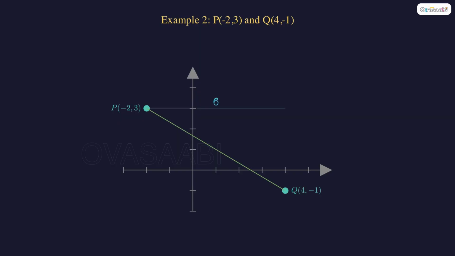Example 2, a bit harder. Find the distance between P (-2, 3) and Q (4, -1). Horizontal difference is 4 minus -2, which is 6. Vertical difference is -1 minus 3, which is -4.